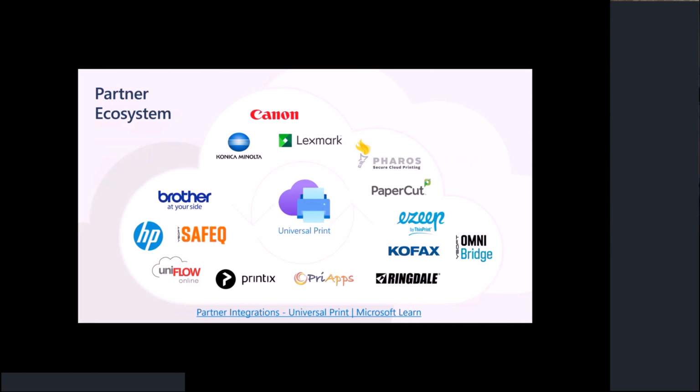So the first slide I want to go through is our partner ecosystem. It's really important to understand that Universal Print is the core feature product that we give our educational institutions access to as part of A3 and A5. And these are the partners that we integrate the closest with today. The biggest ones I typically like to bring up are HP, your Canons, your Konica Minoltas. I typically see those in the education sector quite frequently.